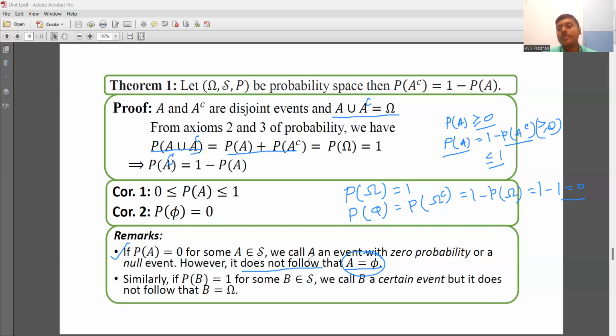Similarly, if I have an event B for which the probability of the event is 1, that does not mean that B is equal to the sample space. B is only a subset of the set of all possible outcomes. We may have that kind of scenario also, where B is a certain event because its probability is equal to 1, but it does not follow that it is going to be omega. Okay, so we'll go to the next theorem.